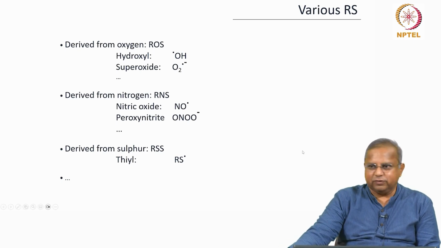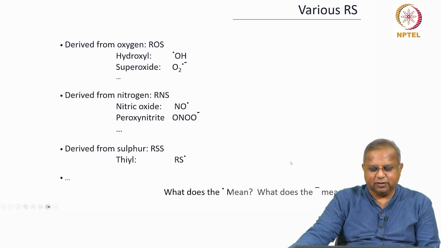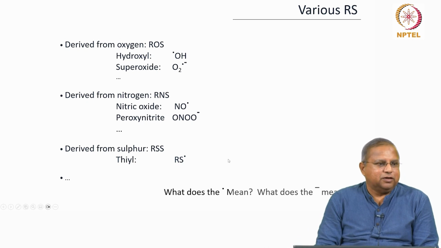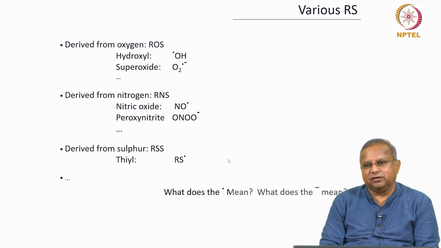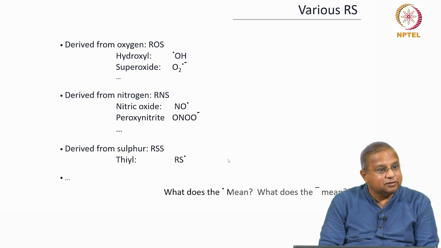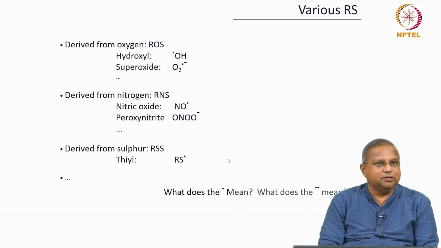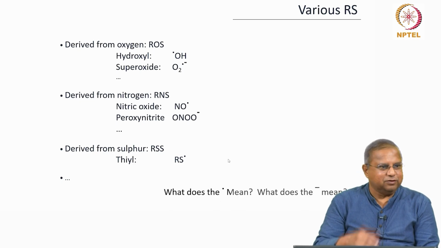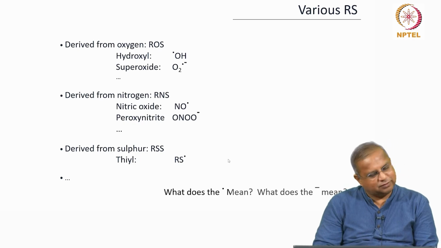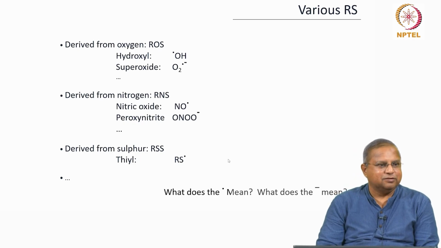Okay, let's move forward. You have a dot here, you have a minus here, you have a dot alone, you have dot and minus together here, and so on. So, what does the dot mean and what does the minus mean? Any idea? Dot means a free electron. We need to understand it a little better. That's true. Minus?